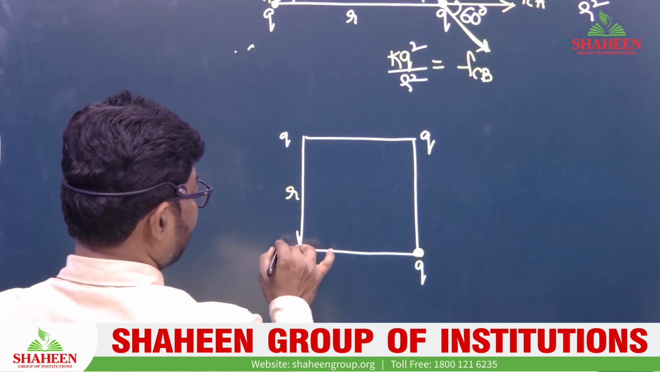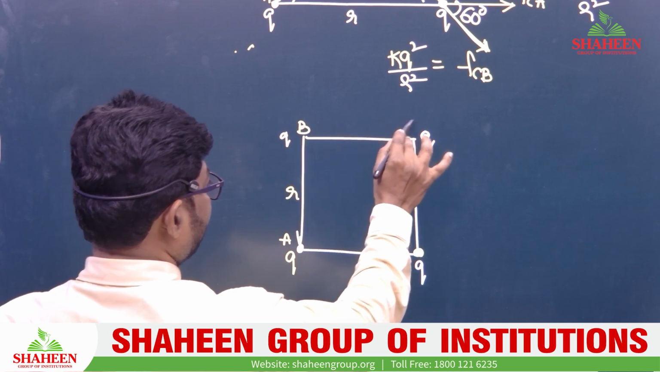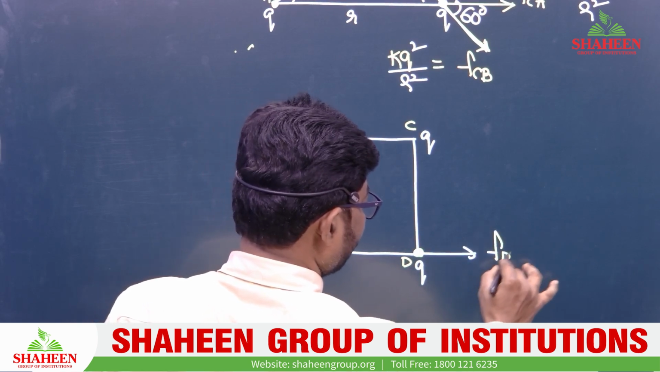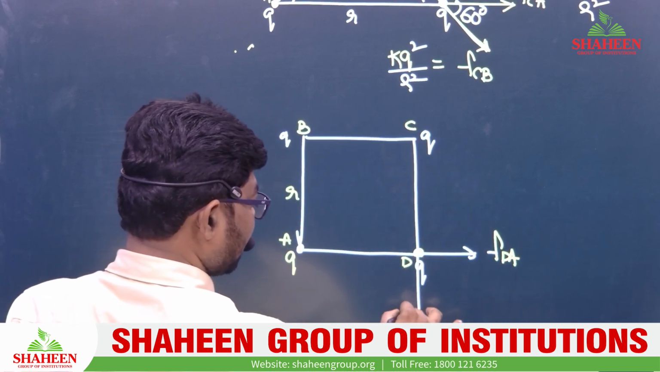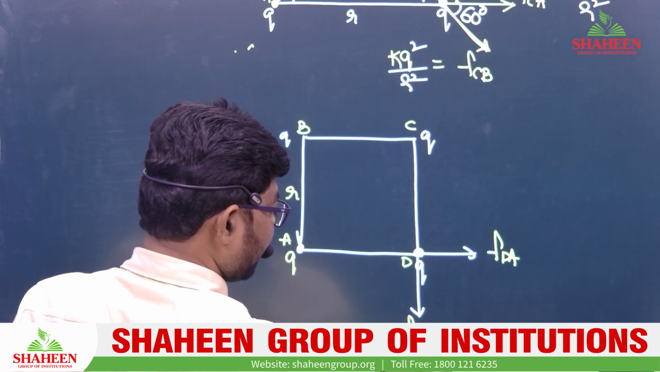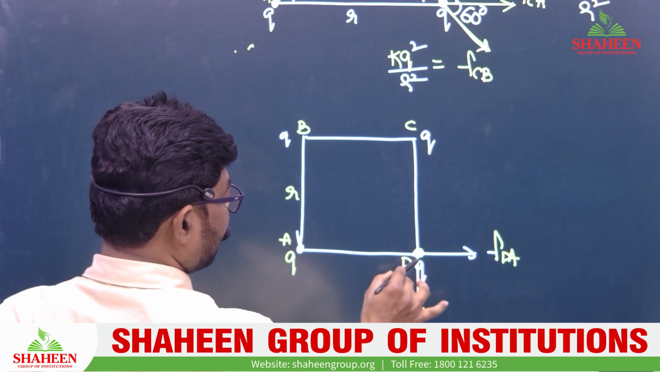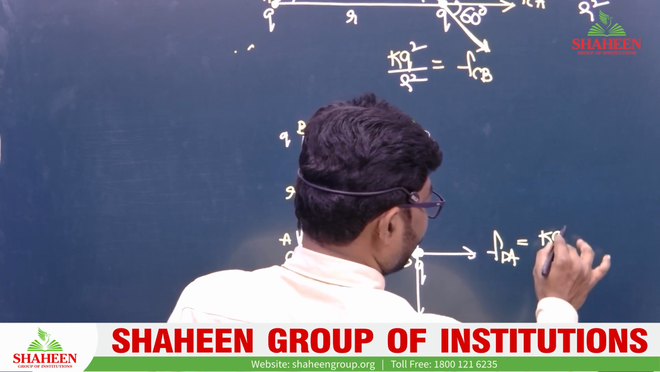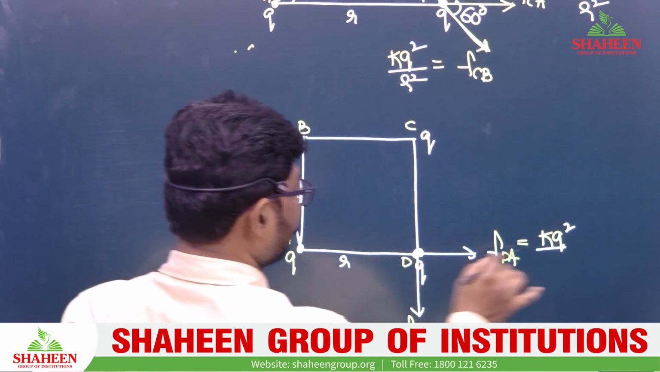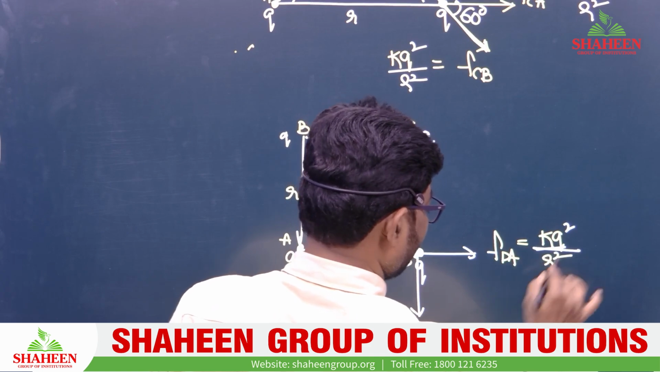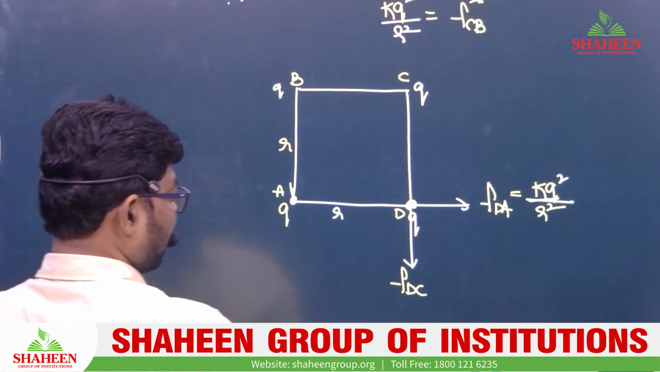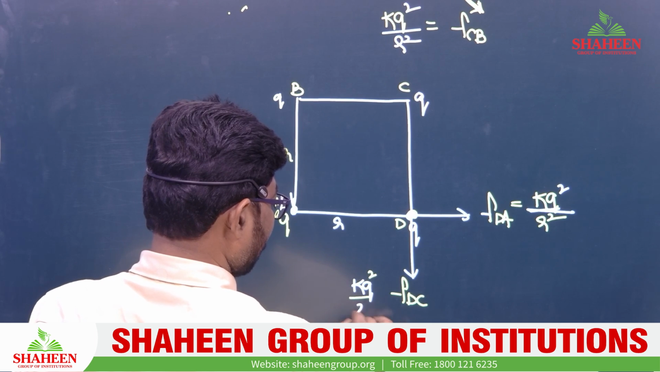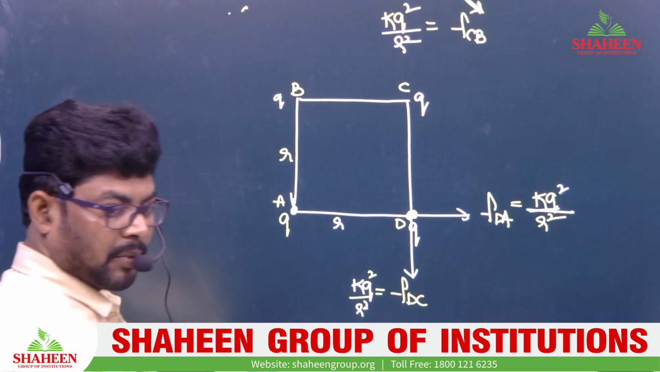So let us assume the points A, B, C, and D. We find the force on D due to A, due to C, and due to B. First one, the force due to A: k q square by side r, so k q square by r square. Now the force due to C: k q square by r square.